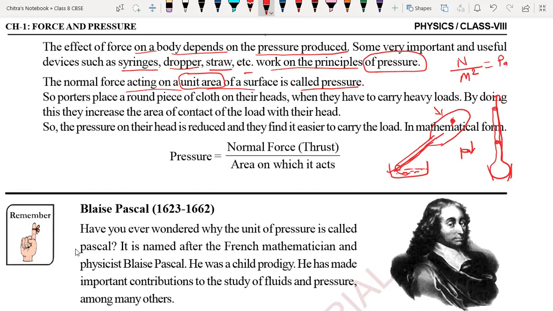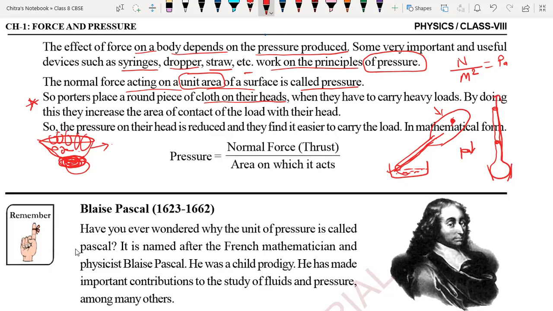Porters place a round piece of cloth on the head. We already discussed that, but let's revise once again. People used to carry water over very large distances, and sometimes porters also carry pottery in a container, which they place on their head. Before placing the container directly on the head, they apply a turban-like round cloth over it. That cloth increases the surface area, and hence the porter can carry a large weight on that container.